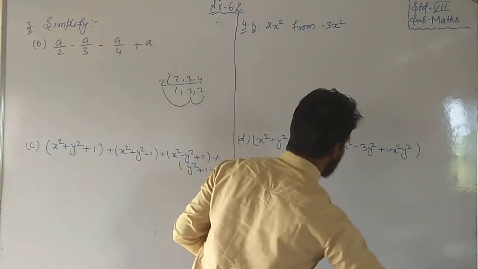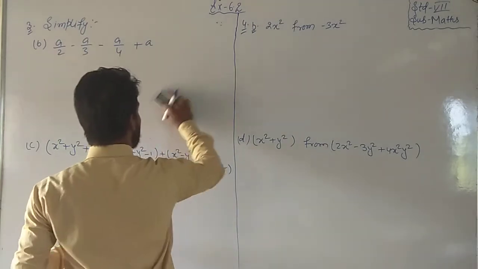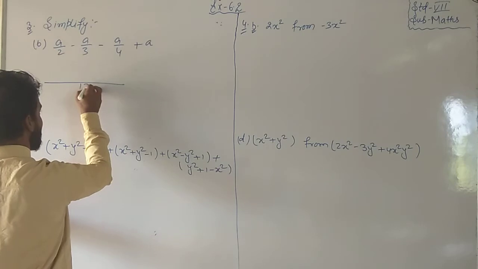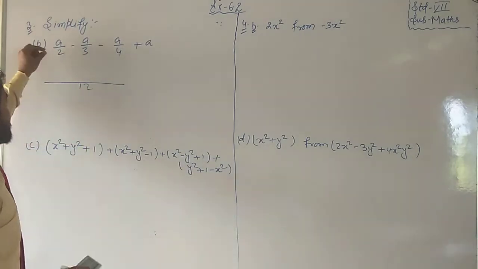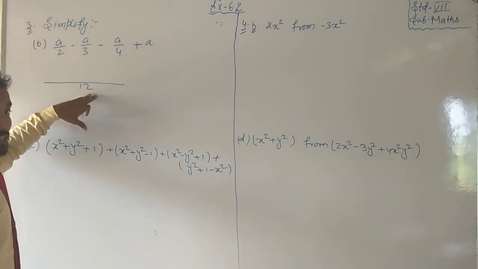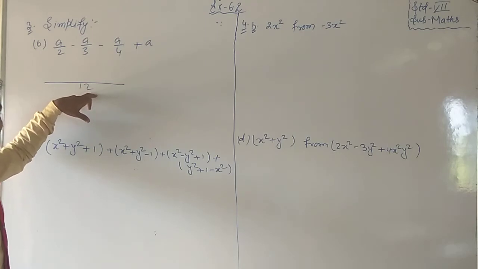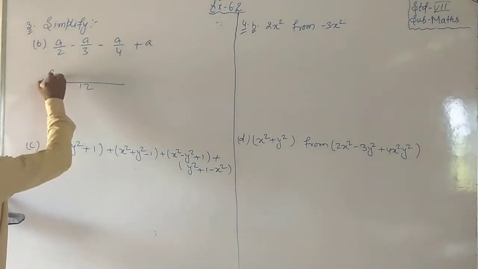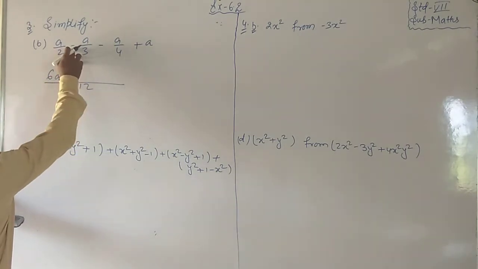In the same way we can find the LCM without calculation. Here we mention 12. Now what will we do? This denominator and this LCM will be divided. What will the answer be? 6. That 6 will be multiplied by the numerator. What will the answer be? 6a.